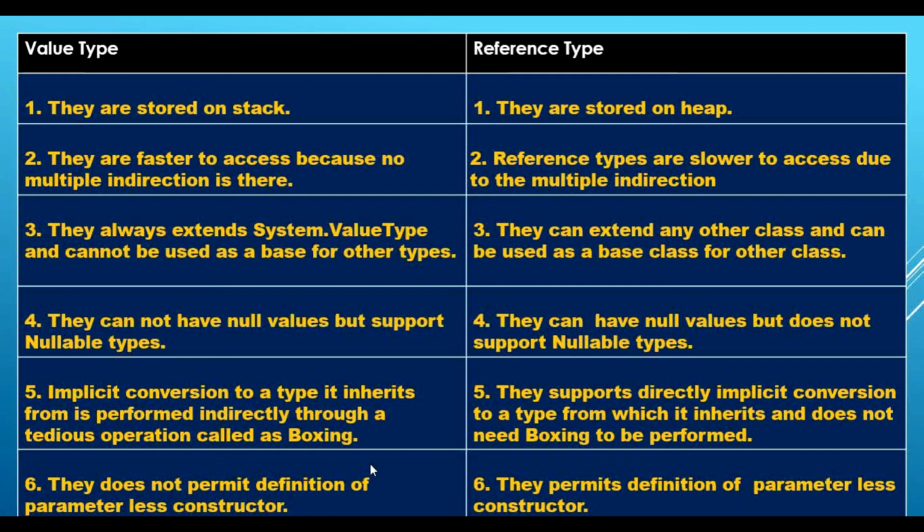What it says: implicit conversion to a type it inherits from is performed indirectly through a tedious operation called boxing, and in contrast, a reference type supports direct implicit conversion to a type from which it inherits and does not need boxing to be performed. Now what is this boxing and unboxing, and what this really means, you will not understand at this point because we have not yet seen what data type conversion is, and for this sixth point we are not yet aware of what inheritance and constructors are. So we will see them in great detail, and alongside we will also learn boxing and unboxing. For now let's just read this point as well.